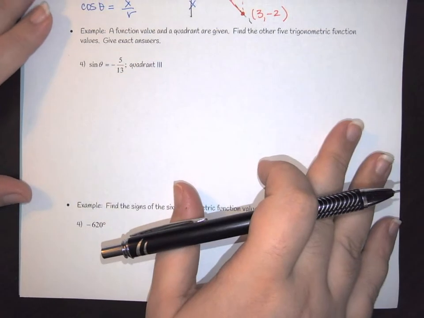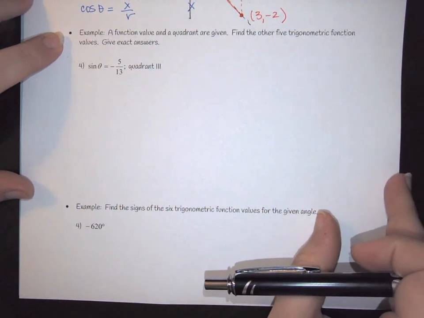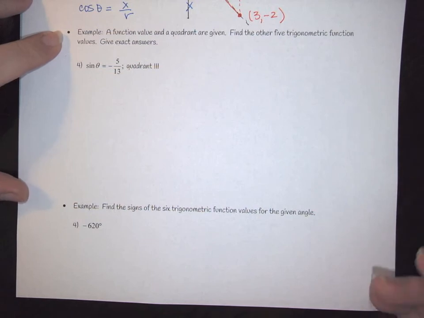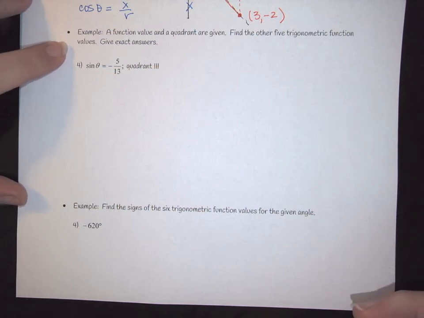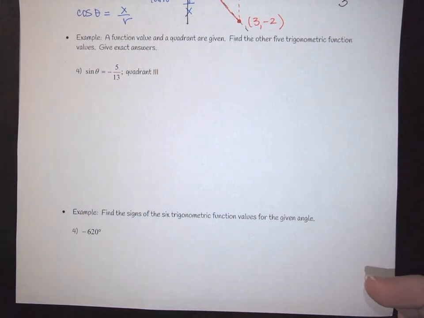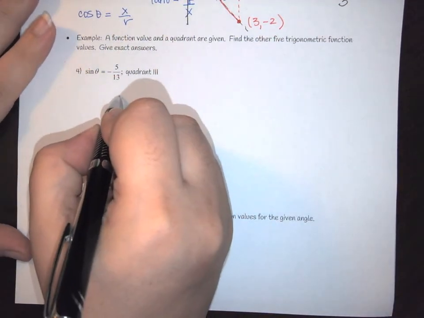Okay, let's look at another one here. A function value and a quadrant are given. Find the other 5 trigonometric functions and give exact answers. So I'm telling you that I know the sine of my angle is going to be negative 5 over 13, and I'm telling you that we're in quadrant 3. So draw your triangle.